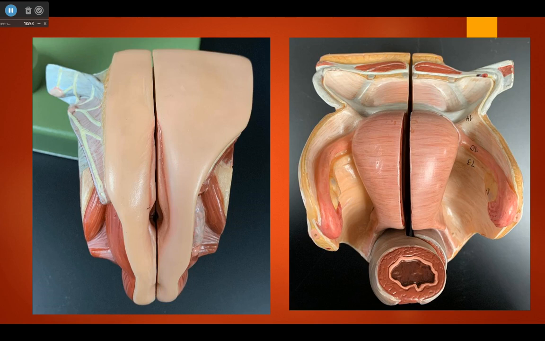We have the mesosalpinx that is going to connect to the oviduct, and the mesometrium is going to connect to the uterus. You can cross out mesovarium. I forgot that one to cross out. Right here is where we have our round ligament that is going forward to anchor things, to anchor to the front of the female.